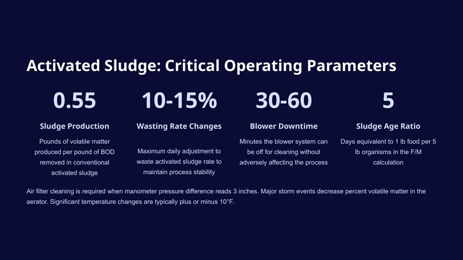A few additional points to keep in mind. Air filter cleaning becomes necessary when the manometer pressure difference hits about 3 inches. Also, major storm events tend to decrease the percent of volatile matter in the aerator, and temperature fluctuations of around 10 degrees F, either up or down, can influence process efficiency. Understanding these parameters is essential for maintaining a stable and efficient activated sludge process.